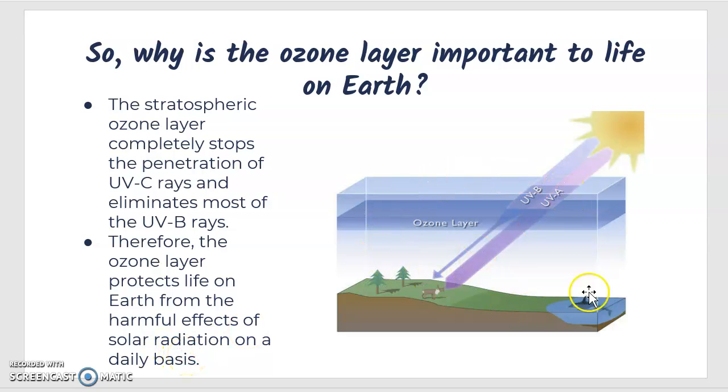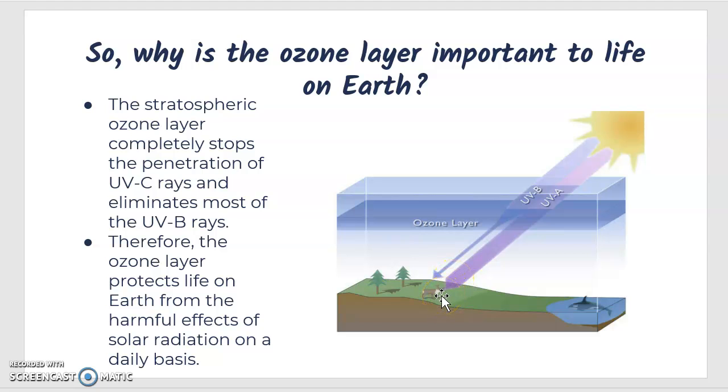So this is how our ozone layer helps us, or how important the ozone layer is to life on Earth, simply because it acts as a protective layer that only allows few UV rays to enter and reach the surface of the Earth.